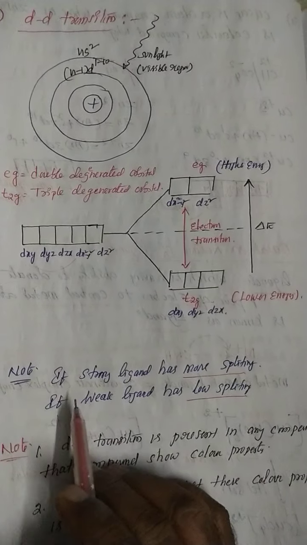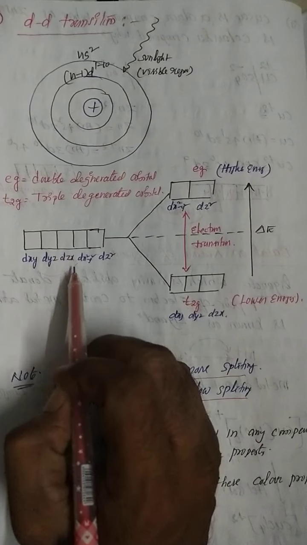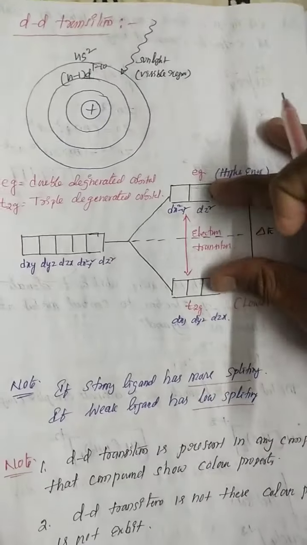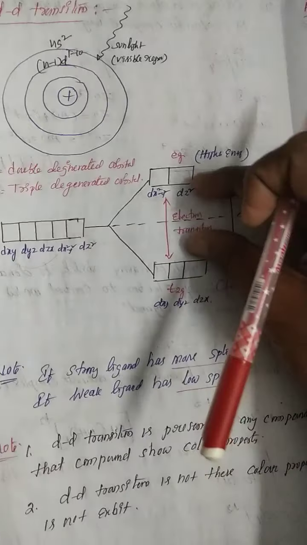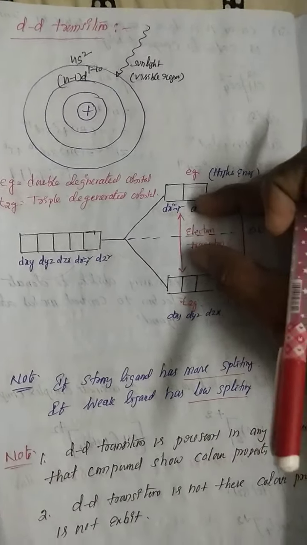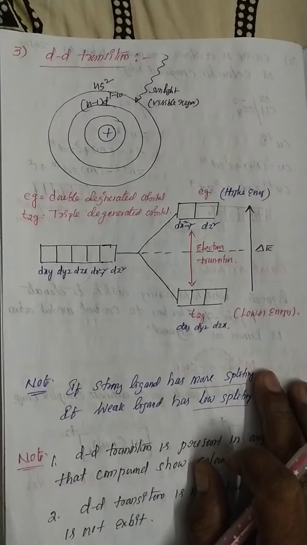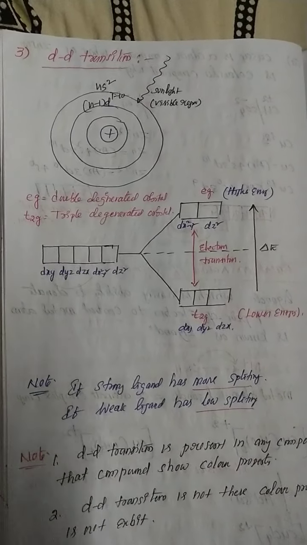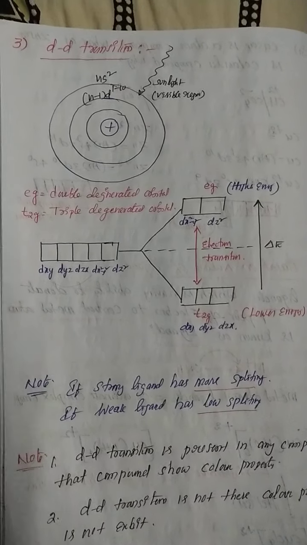Listen, my dear students, a strong ligand has more splitting. If any one of the complex compounds has a very strong ligand, the splitting is maximum, and a weak ligand has low splitting. Low splitting means color intensity also decreases, high splitting means color intensity also increases. So my dear students, the third reason is if d-d transition is present in any compound, that compound definitely exhibits color.